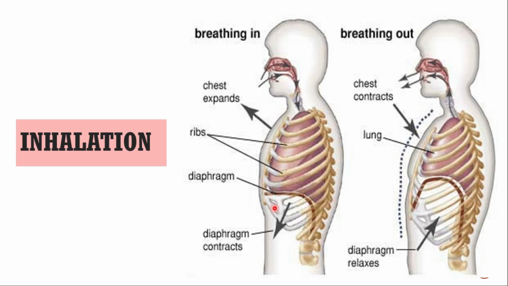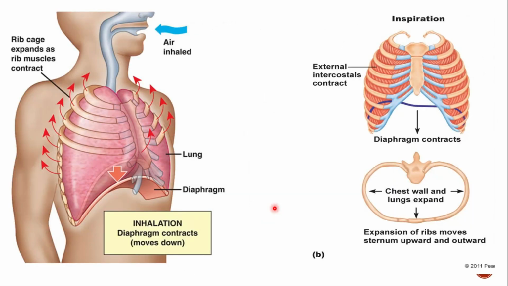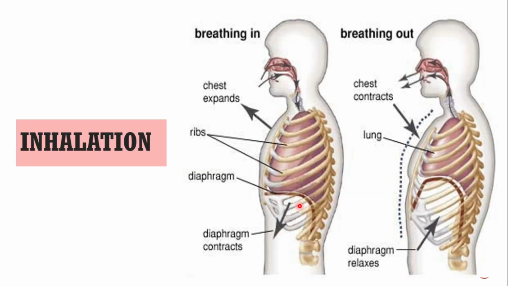While talking about inhalation, the action of breathing in and out is actually due to changes of pressure within the thorax in comparison with the outside. So in the process of inhalation, we can observe here in this diagram that the diaphragm moves down, forcing air into the airways.